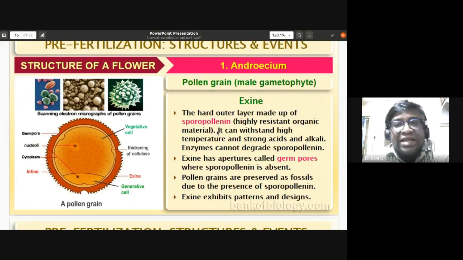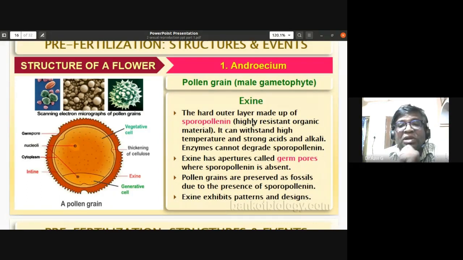Now, when we study the exine: the pollen grain is nothing but the male gametophyte. It might be a two-celled male gametophyte or a three-celled male gametophyte. The exine is the hard outer layer of the pollen grain, and it is made up of sporopollenin, a chemical. In your NEET exams they ask: exine is hard and sturdy because of chitin, sporopollenin, cellulose, or pectin. Sporopollenin is the answer.